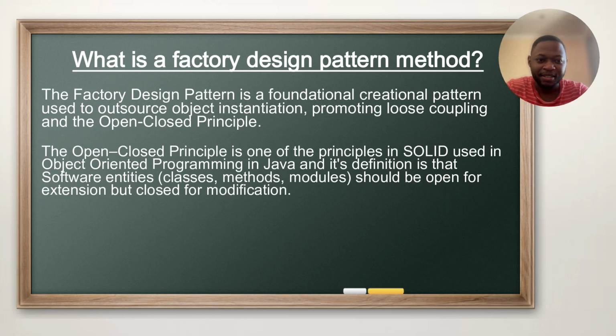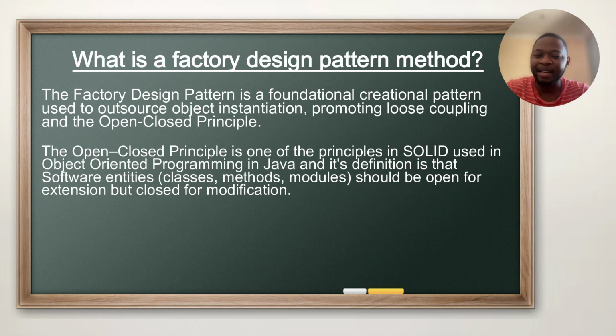Back again, Leviathan Nation. Starting off the series with: what is the factory design pattern method? So, the factory design pattern method is a foundational creational pattern used to outsource object instantiation, promoting loose coupling and the open close principle. The open close principle is one of the SOLID principles used in object-oriented programming in Java, and its definition is that software entities like classes, methods, and modules should be open for extension but closed for modification.